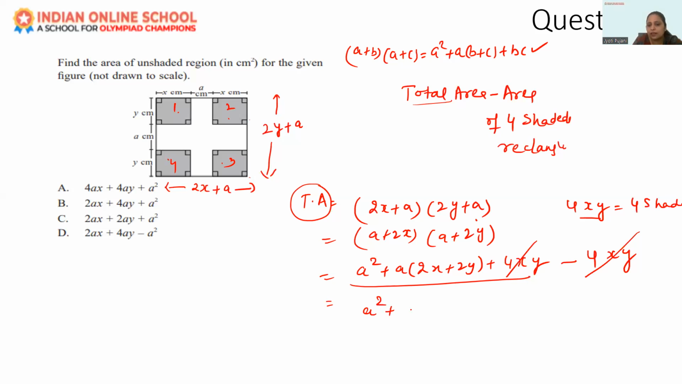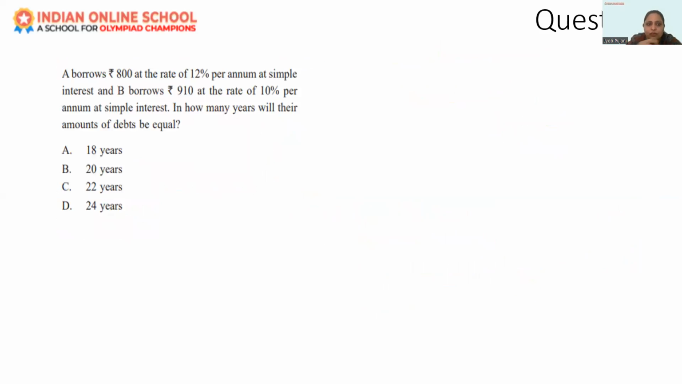Now A square plus 2AX plus 2AY. This will be my remaining area, or you can say the unshaded area. Let us see, is the answer in the options: 2AX, 2AY, A square? Yes. So option C will be my answer. Got it? Now let's move to the next one.